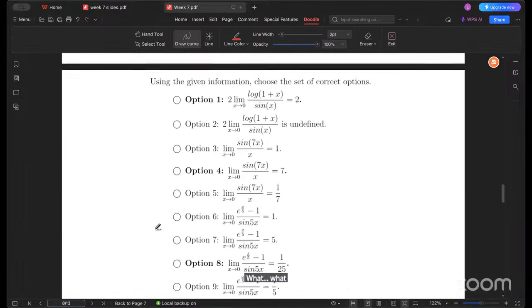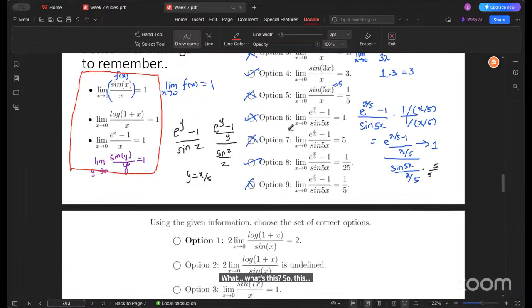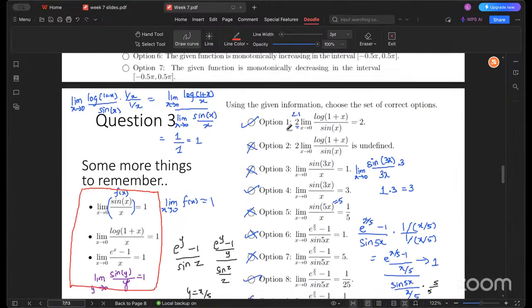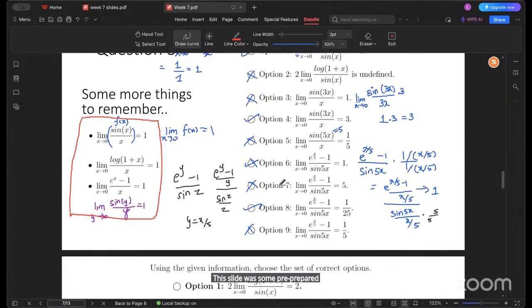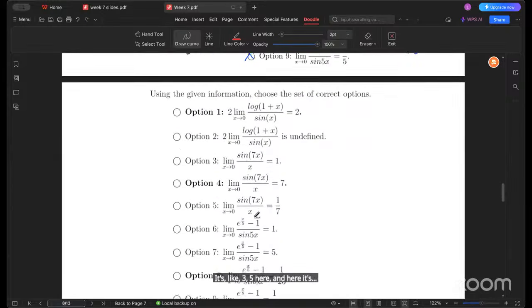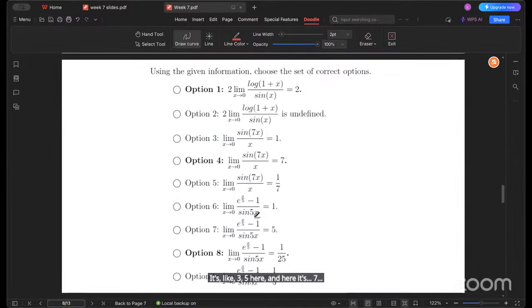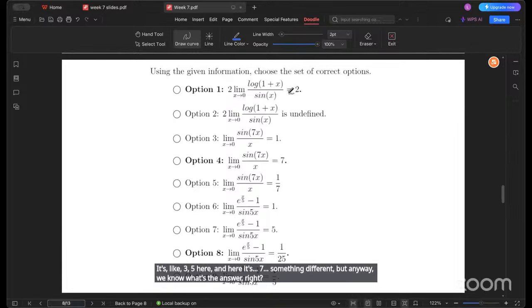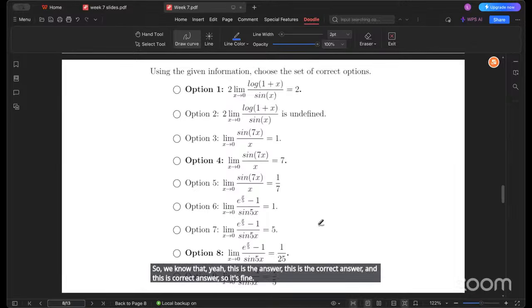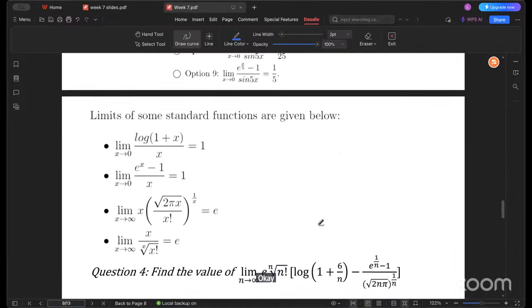So this and these are different. This slide was some pre-prepared slide. You see the question has 3, 5 here, and here it's 7, something different. But anyway, we know what the answer is, right? So we know that this is the correct answer, and this is the correct answer. So it's fine.